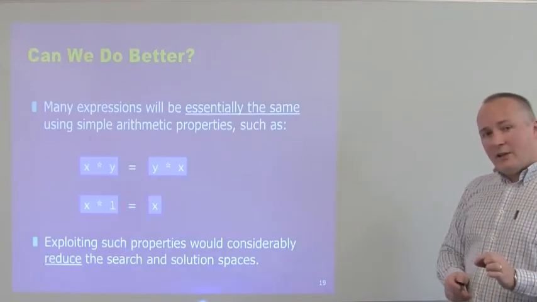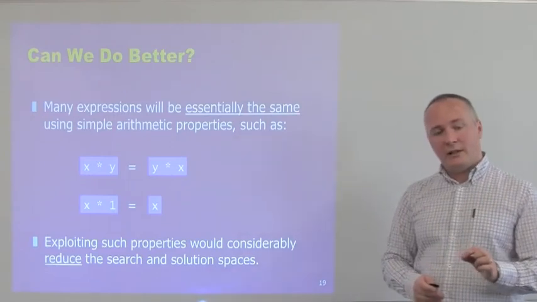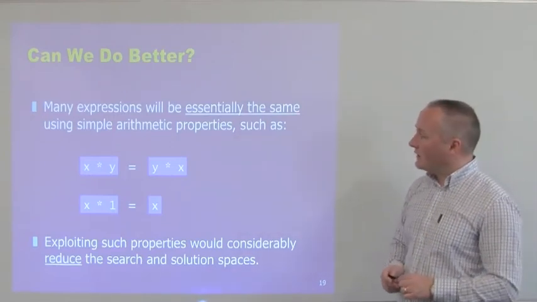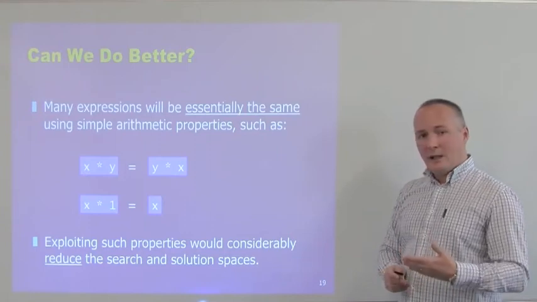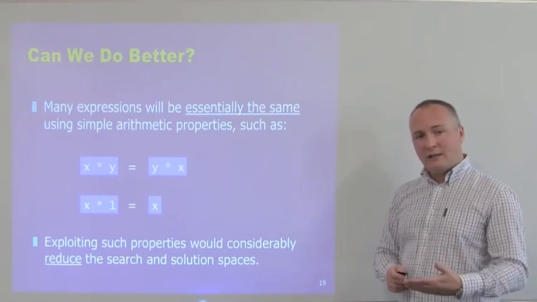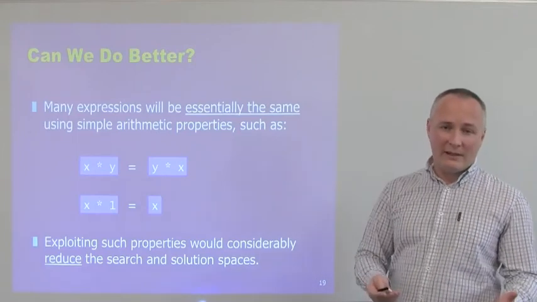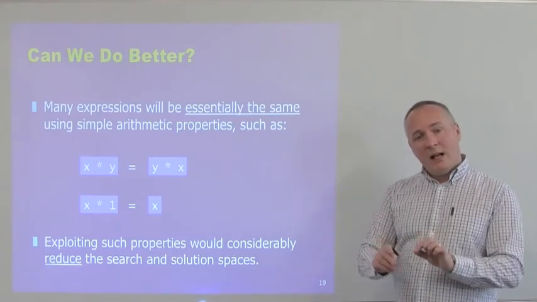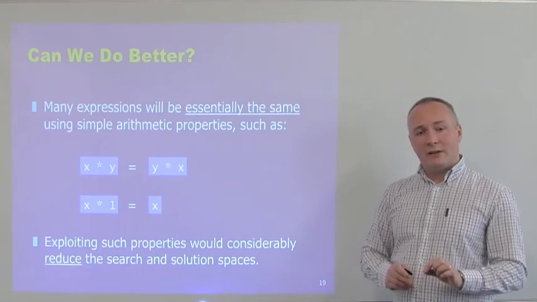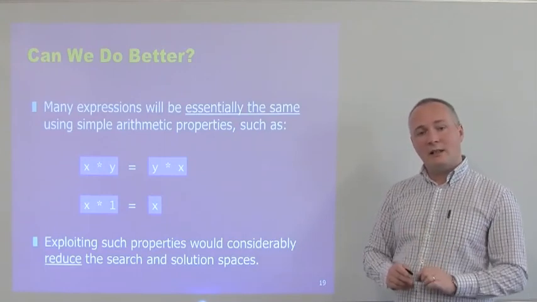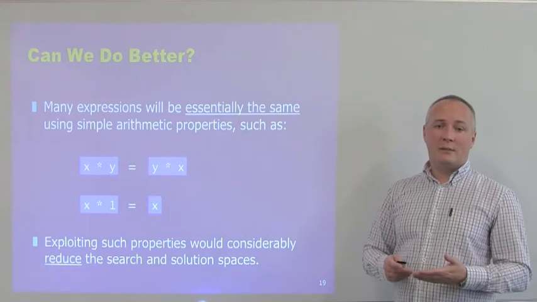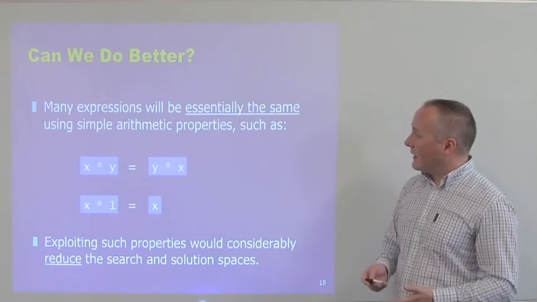So a key observation here, and this is a point which I was alluding to at the start of the lecture, is if you think about the problem we've been looking at, which had 780 solutions, of course many of those solutions will be essentially the same. They'll just be simple arithmetic rearrangings of other solutions. So let's try and exploit these arithmetic properties to make our solution finder even faster.